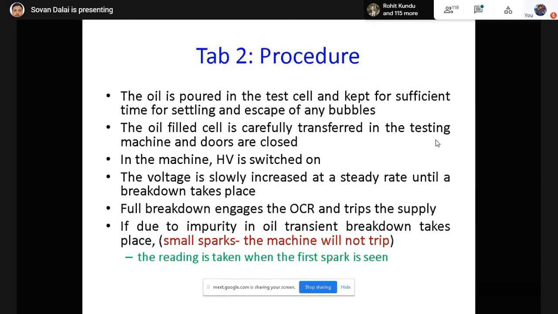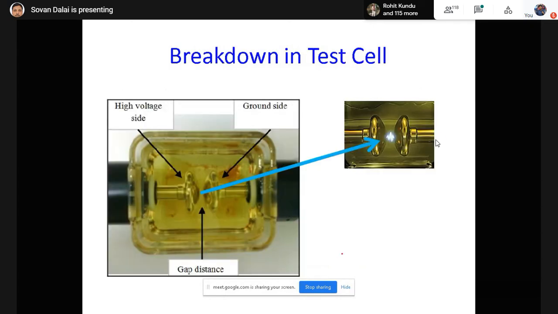And this is the broader view of the test cell. This is the mushroom type of electrode, and here we have to maintain the tip-to-tip gap distance of 2.5 millimeter. You can see this is the brass electrode, and the spark looks like this. When I show you the video, you will also observe this spark.